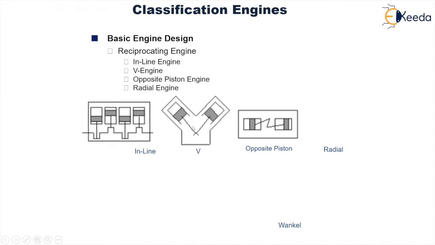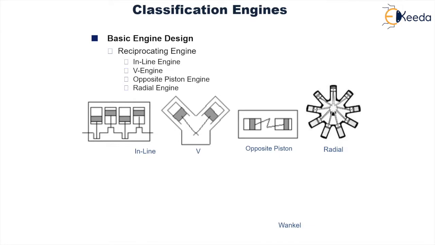Then, as the name itself indicates, opposite piston or opposed piston engine, wherein the two combustion chambers of the piston cylinder arrangement are in a radially opposite direction with each other, that is, they are 180 degrees apart. The next is the radial engine. You can see over here that the combustion chambers are present along the circumference of the circle, and a common crankshaft is present at the center of the circle to which the connecting rod of each piston is attached.